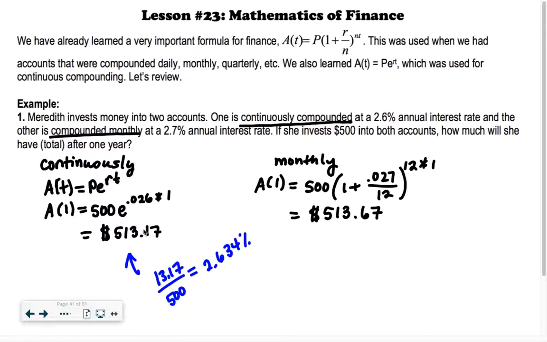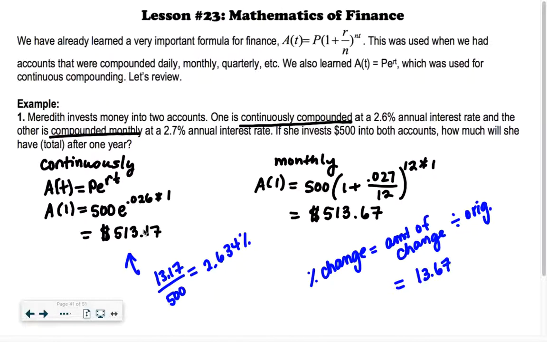And then this other one, if I take my percent change, this is a good formula to know for the SAT too. It's the amount of the change divided by the original. That's what I did for that last one. So our amount of change is $13.67 divided by 500. So I get 2.734. So that has a bigger APY, annual percentage yield. Does that make sense? Okay, so you don't have to do it this way to find the annual percentage yield.